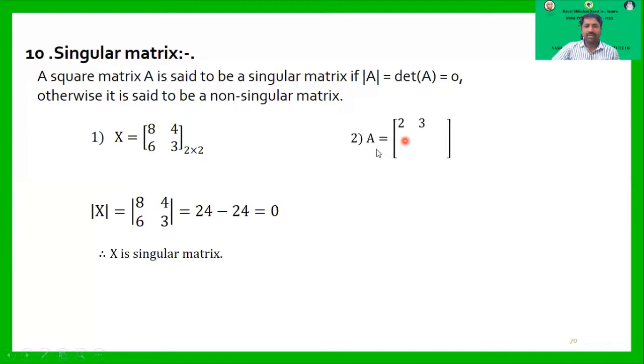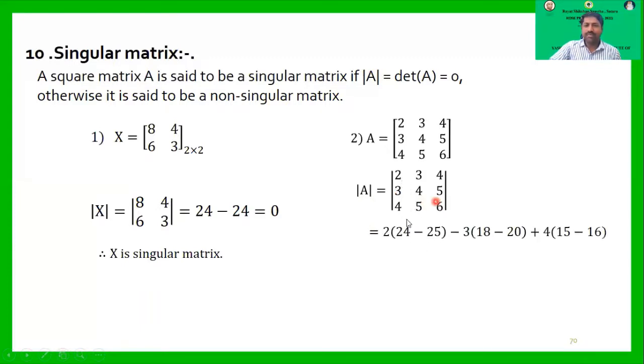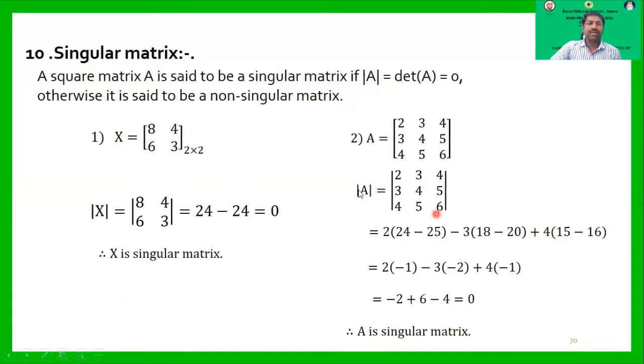Now another, we have a 3 by 3 matrix, a square matrix of order 3. We can check whether it is singular or non-singular by calculating its determinant value. Expanding this determinant, we have 24 minus 25, minus 3 times 18 minus 20, plus 4 times 15 minus 16. So 24 minus 25 is minus 1, 2 into minus 1, minus 3 into minus 2, 4 into minus 1. And this is minus 2 plus 6 minus 4, that is 0. So A is a singular matrix. Its determinant value is 0. That's why it is a singular matrix.